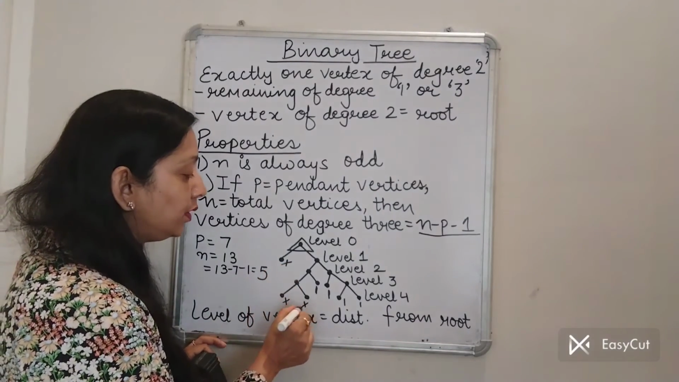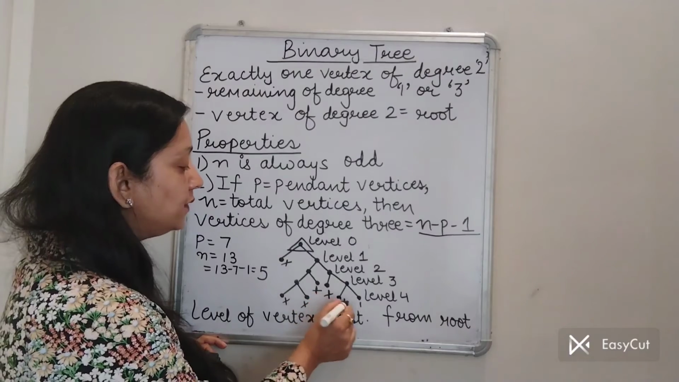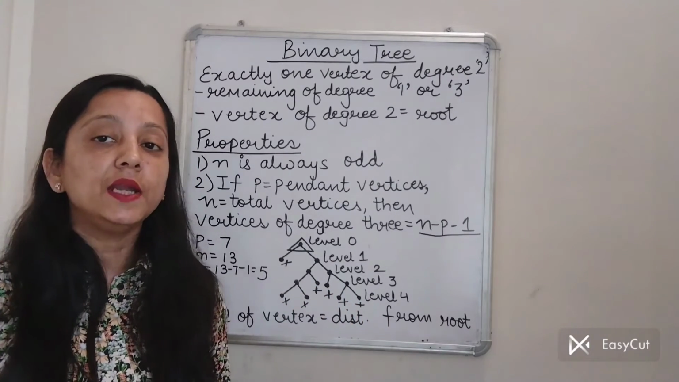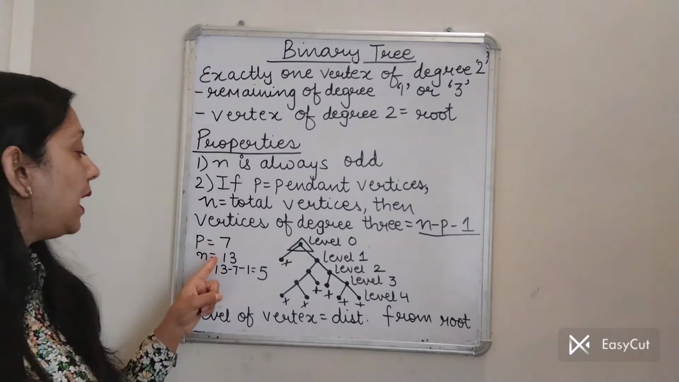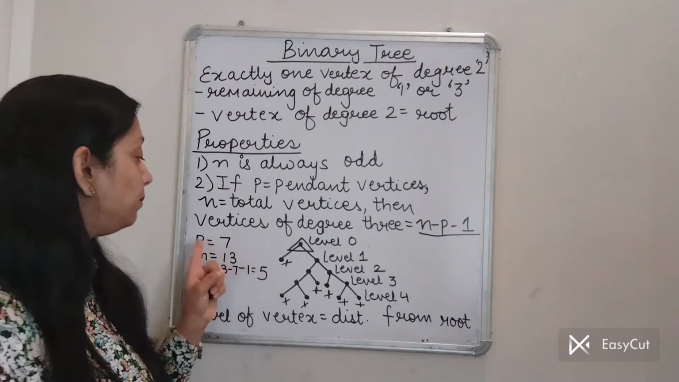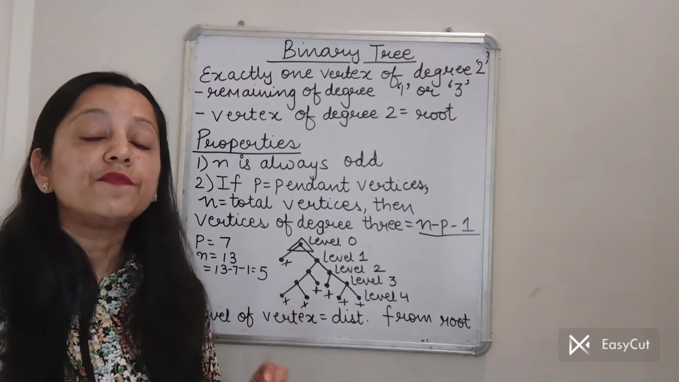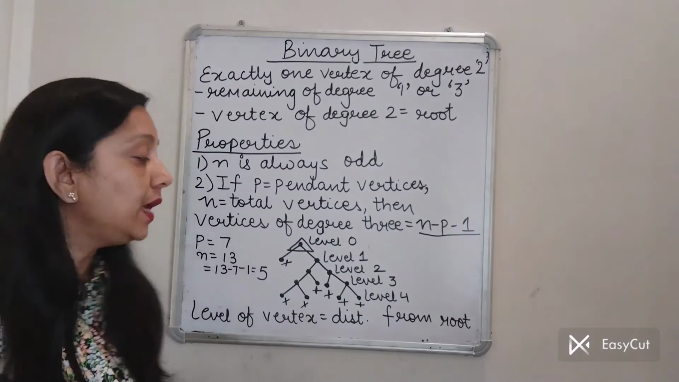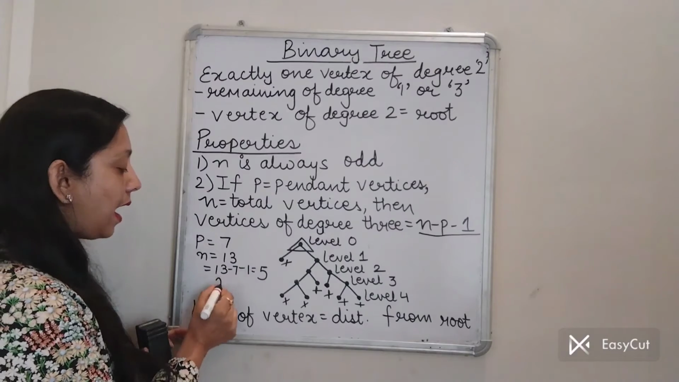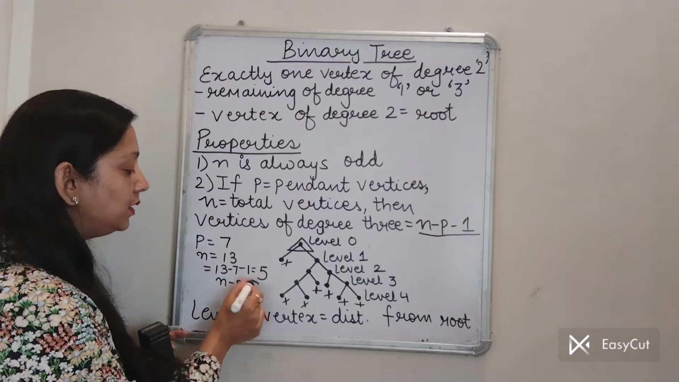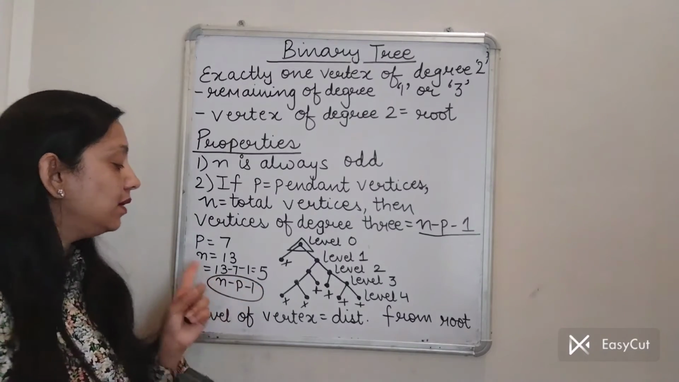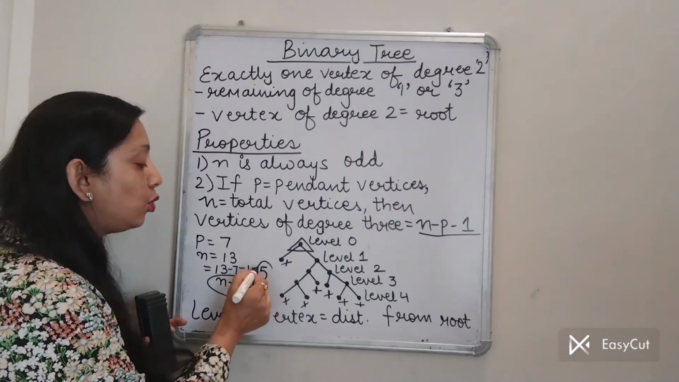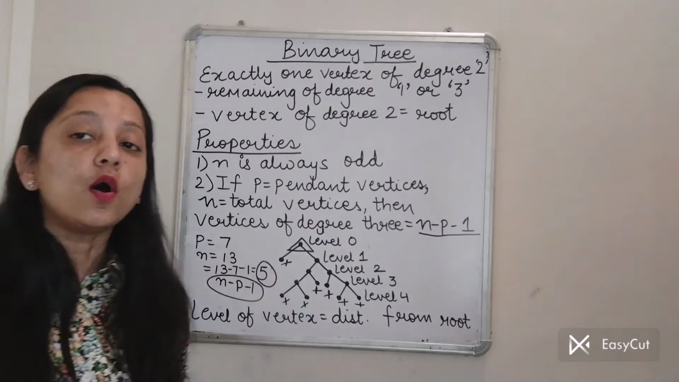1, 2, 3, 4, 5, 6, 7. That means in total I have 7 pendant vertices. So that means my n here is 13 and my p here is 7. So if I want to know how many vertices of degree 3 would be in this binary tree, I can calculate it using n minus p minus 1. So n here is 13, p here is 7, minus 1 gives you a total of 5 vertices of degree 3.